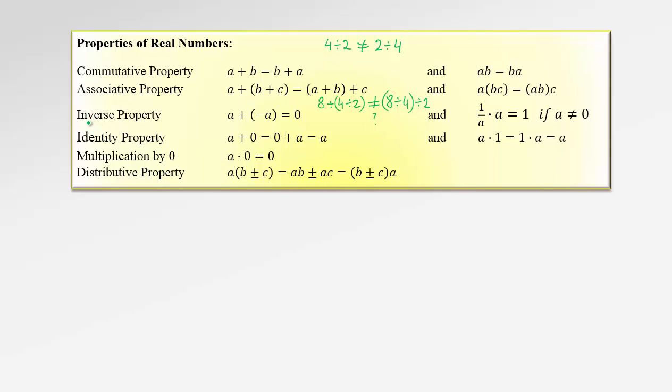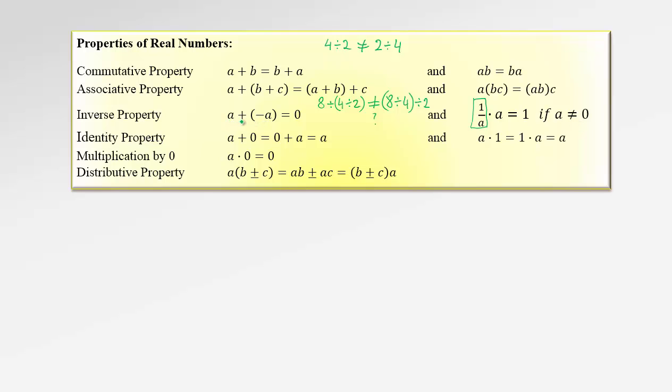The next property is called the inverse property. An inverse number to the given number a is -a. So that's the additive inverse. And the inverse for multiplication is actually called the reciprocal. So 1 over a is a multiplicative inverse to a, because when we multiply 1 over a times a, we end up with 1, which means nothing for multiplication. Obviously, the multiplicative inverse exists only when a is not 0.